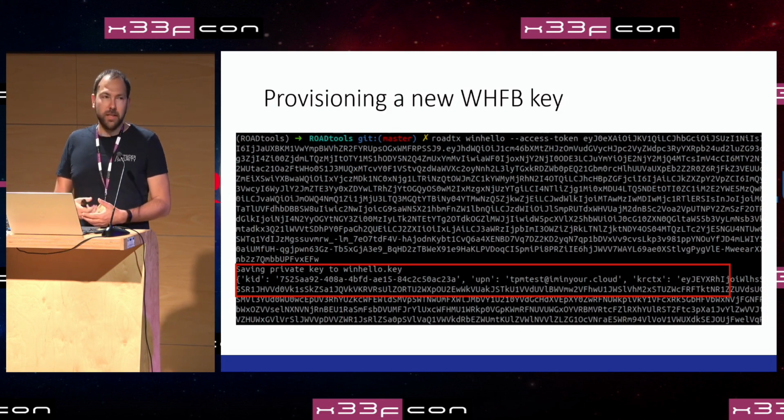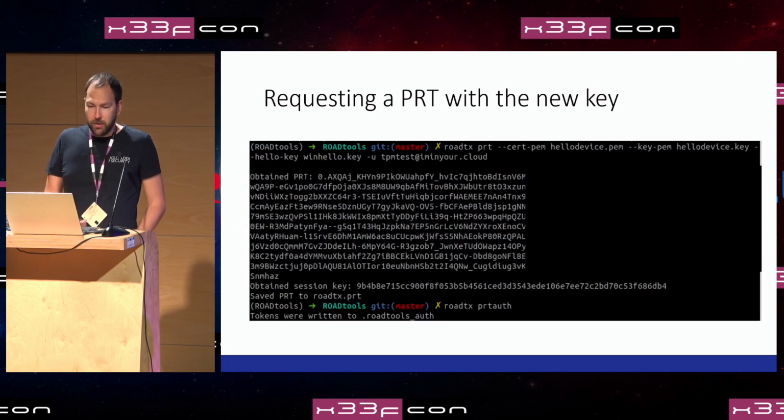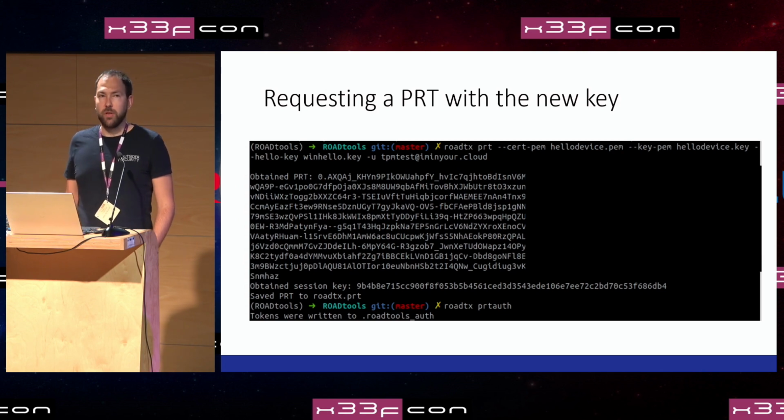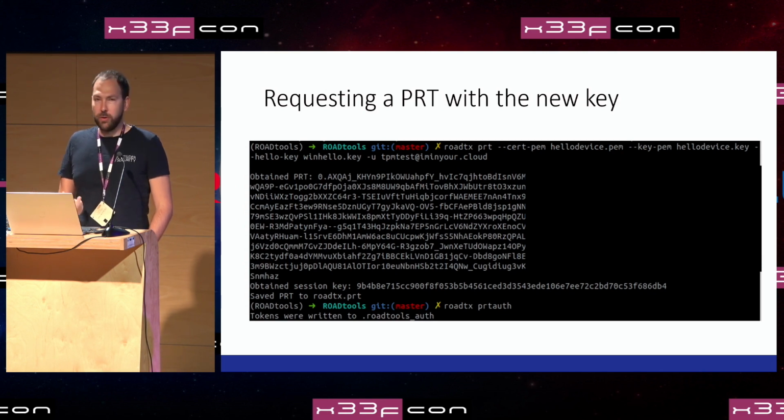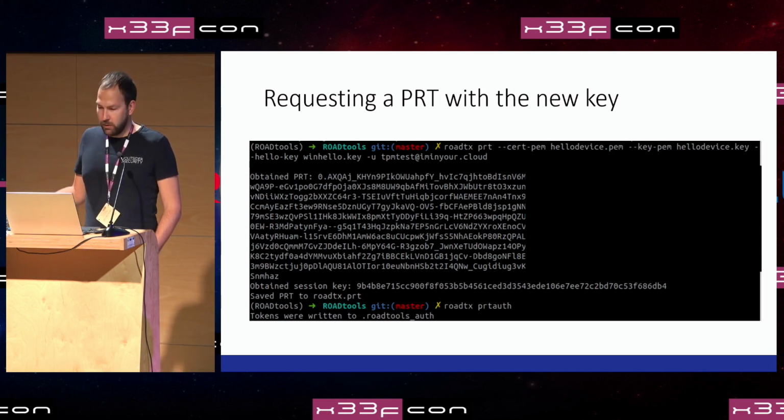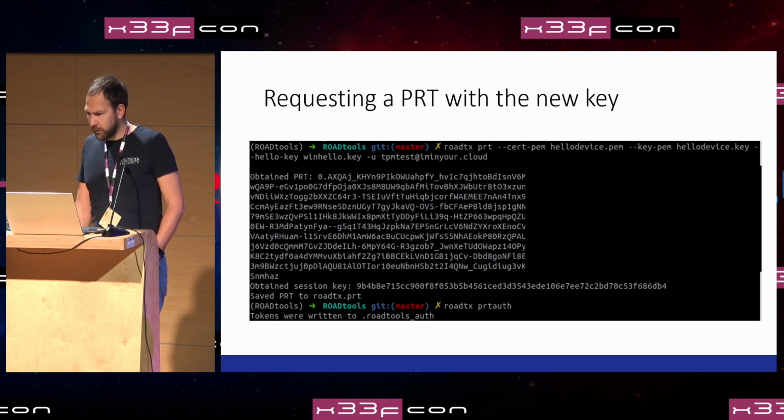And now we have a key that's saved on disk, and we can just request new primary refresh tokens that are valid for this user. So now we have persistent access to the user's identity, even if we lose access to the device, basically.